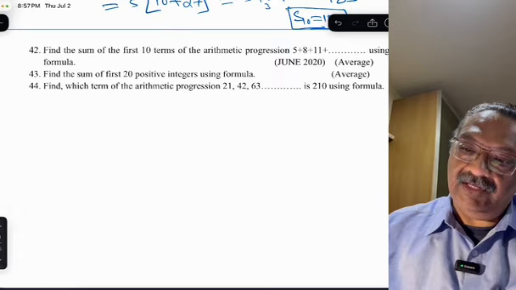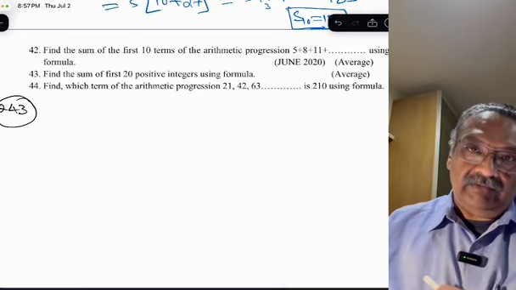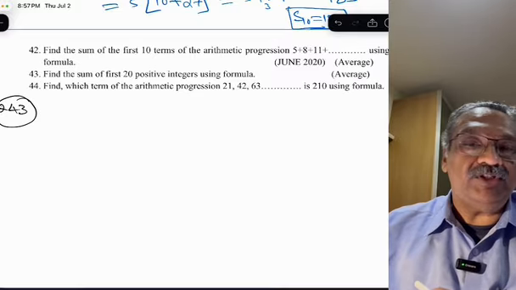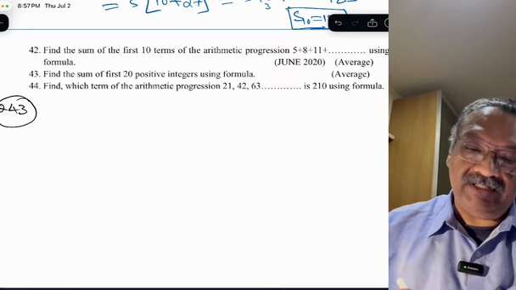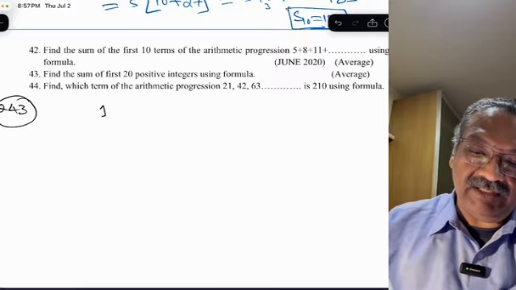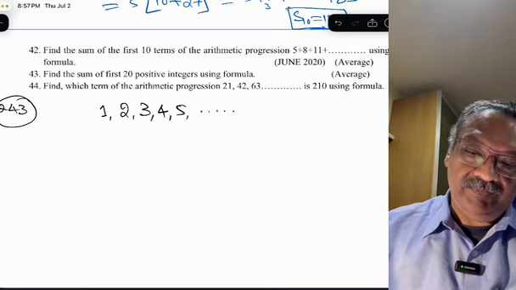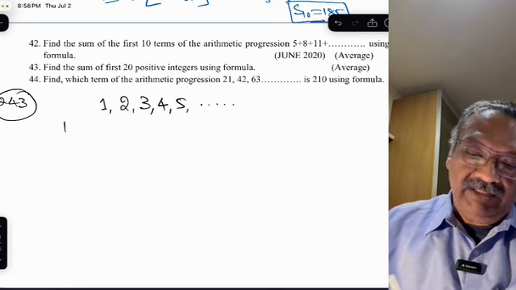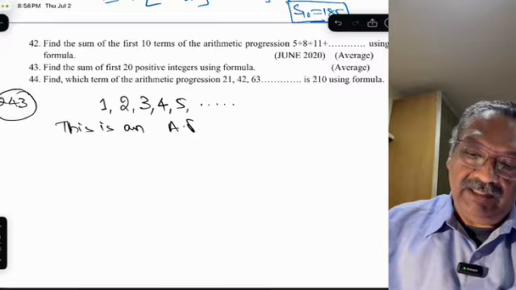Question number 43. Find the sum of the first 20 positive integers using the formula. Okay, what is the first positive integer? The first positive integer is 1. Next is 2, 3, 4, 5, and so on. So here, this is an AP.